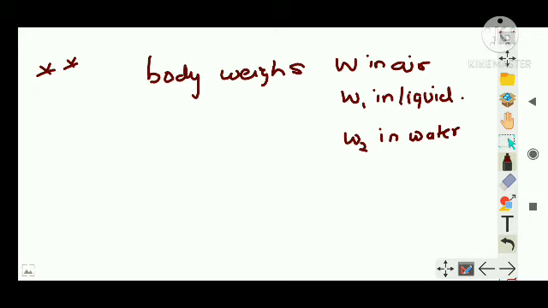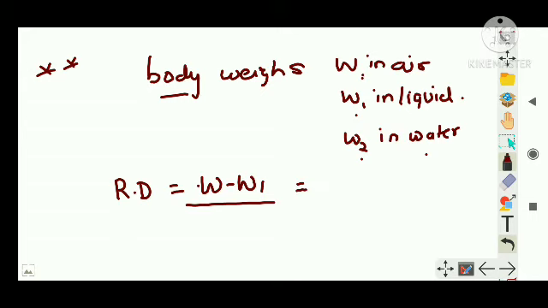An object inside water will weigh less. So weight differs. Let's say there is a body that weighs W in air, W1 in liquid, and W2 in water. Then relative density is equal to W minus W1, that is the weight loss of the object in liquid, divided by W minus W2, that is the weight loss of the object in water.